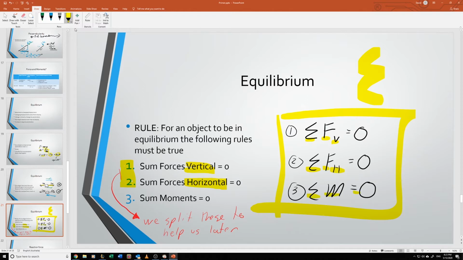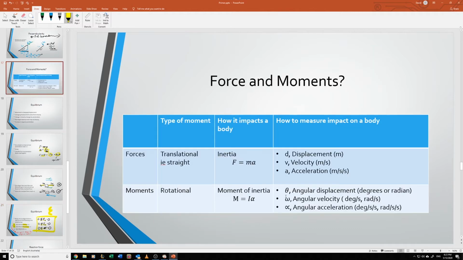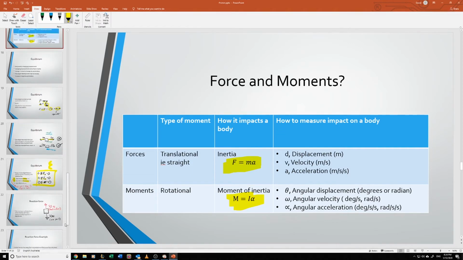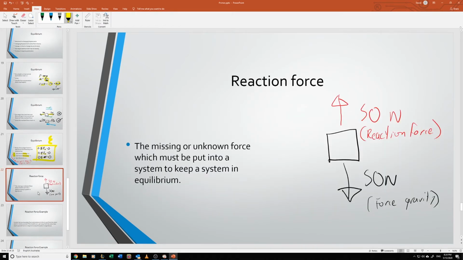So if you obey these 3 rules, then your system has to be in equilibrium, because there is no net force in vertical or horizontal. If we have no force vertical or horizontal, then we know the acceleration is going to be equal to 0, because it's going to have no acceleration. And if our moment equals 0, we're going to have no rotation. So that's how we know that. Cool.